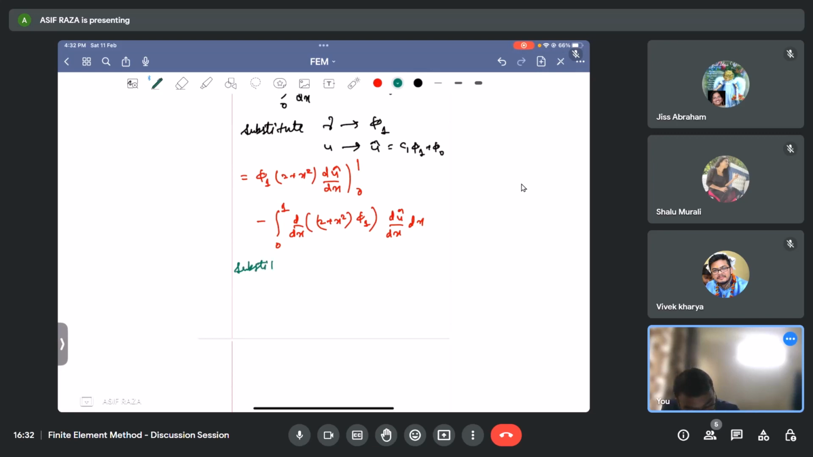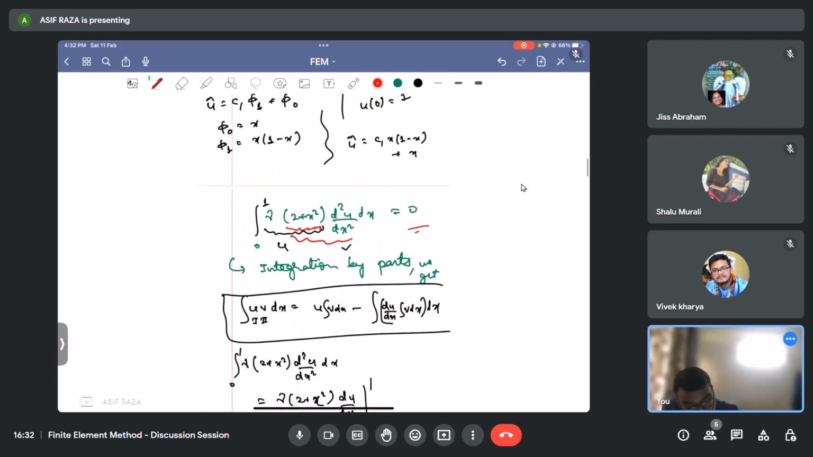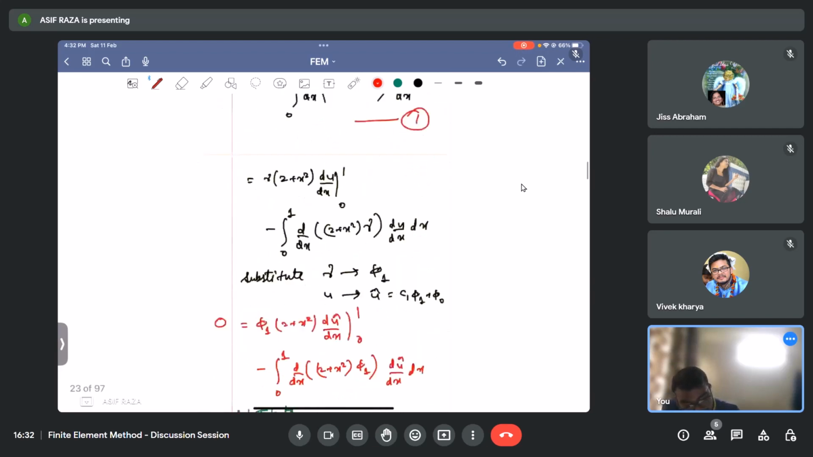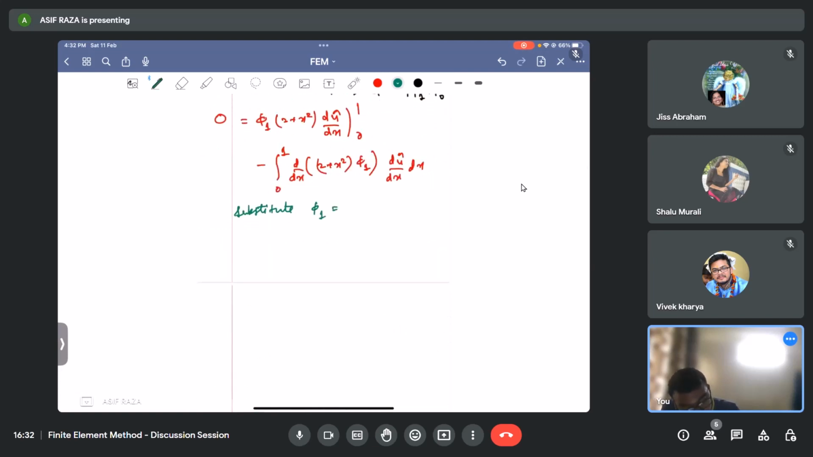Substitute everything now. These things are equal to 0. So phi 1 was what? x into 1 minus x, and so u hat will be equal to c1 x 1 minus x plus x. Okay, so substitute in the above equation.